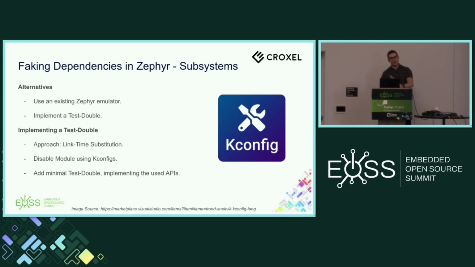Here are a few bullet points of how to do that in general terms. If you're familiar with the build concept, essentially you build individual modules into object files, and then you have this link time step in which all the object files are correlated. So if you have include directives in the modules, that's where those things are resolved. The approach that I recommend when implementing a test double is to go for link time substitution, essentially.